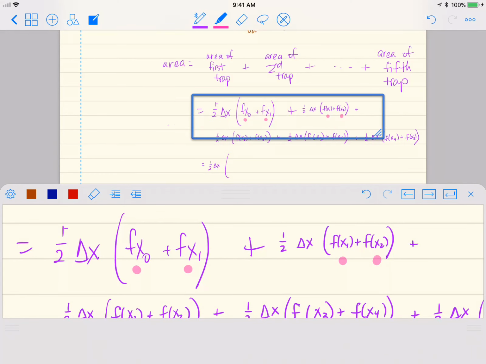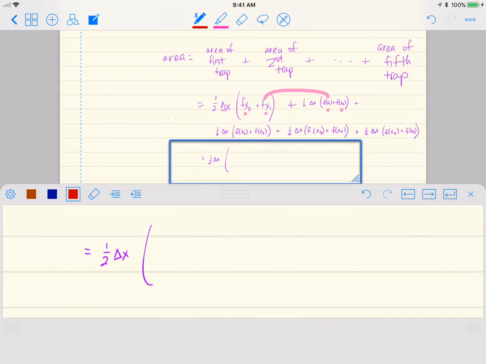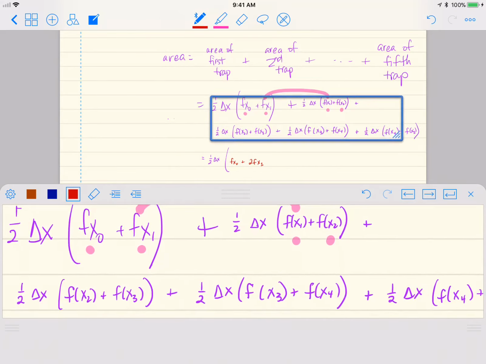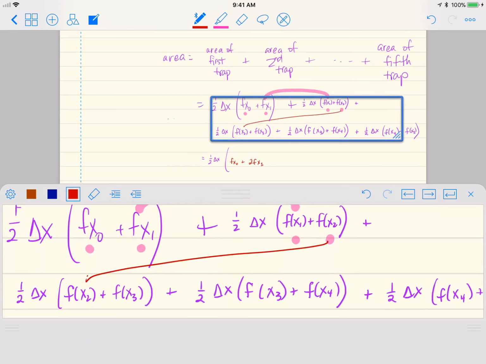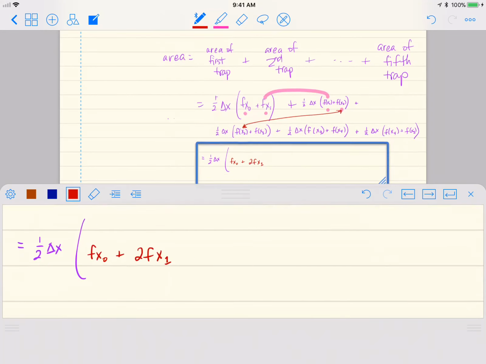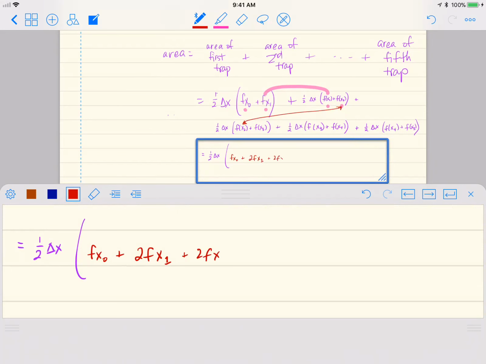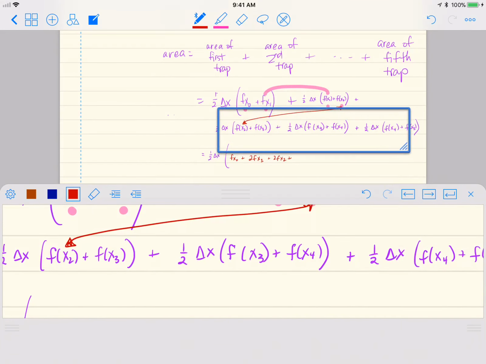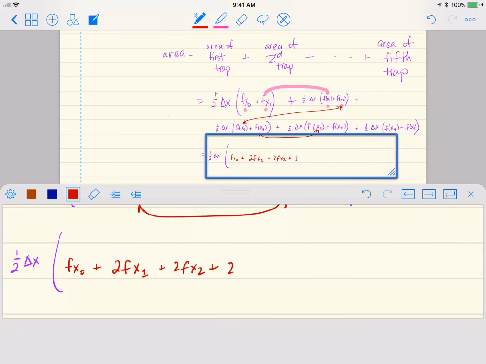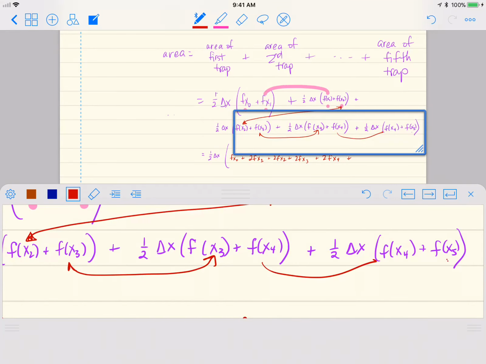Oh, wait, do you see how I can combine this f of x1 and this f of x1? So I'm actually going to have f of x0 plus 2 f of x1s. Okay? And then also I'm going to have 2 f of x2s. Right? So plus 2 f of x2s. And 2 f of x3s. I'm just distributing here. Plus 2 f of x3s. Plus 2 f of x4s. And then only 1 f of x5.